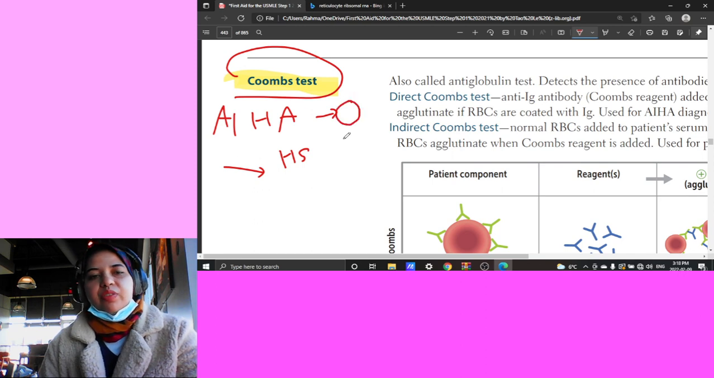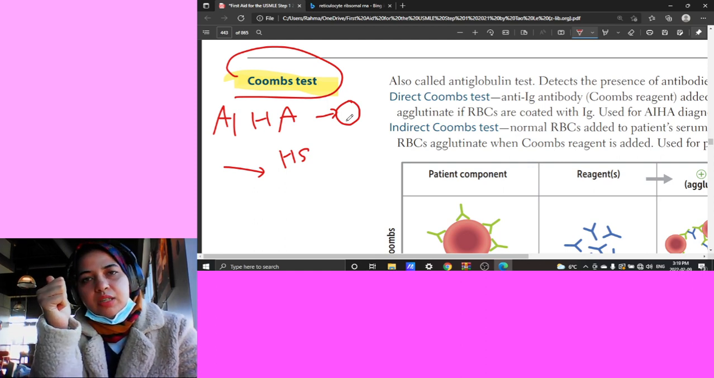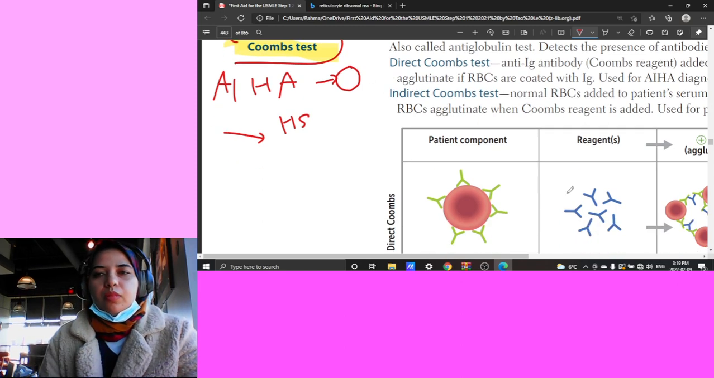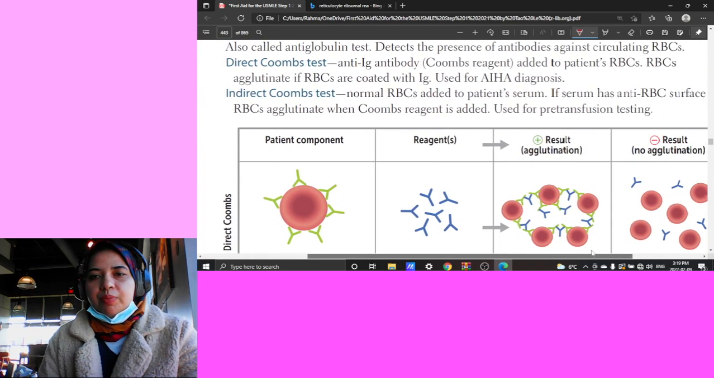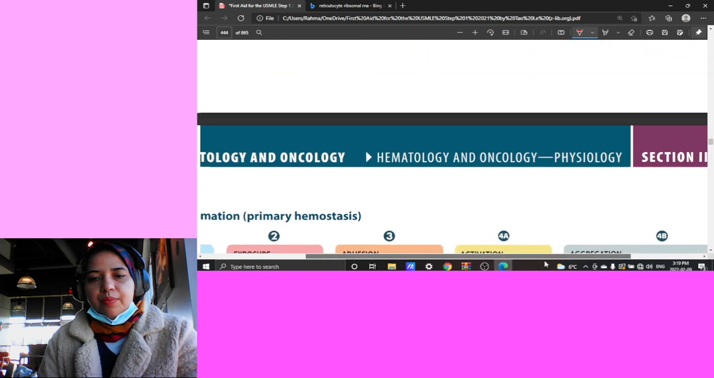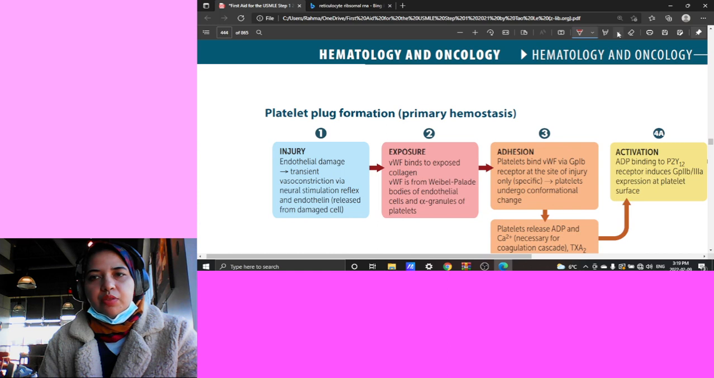You're going to have spherocytes, and you're going to either have a Coombs negative or a Coombs positive. If you see spherocytes and a negative Coombs test, it's hereditary spherocytosis. If you see spherocytes and a positive Coombs test, it is autoimmune hemolytic anemia. I believe they do not list the different diseases here, but we'll see that throughout the rest of this reading.